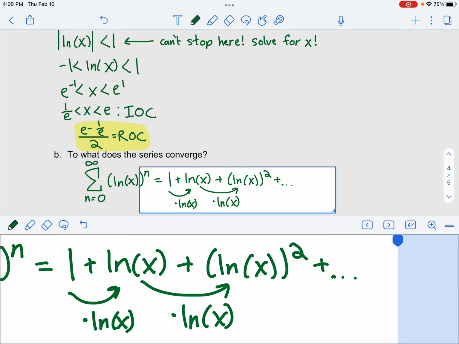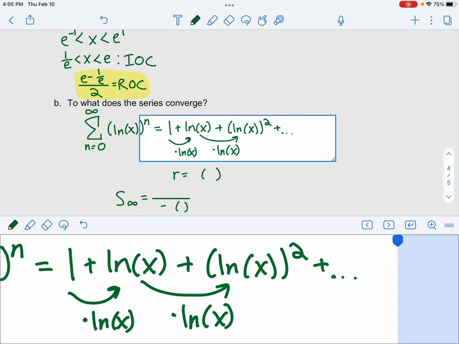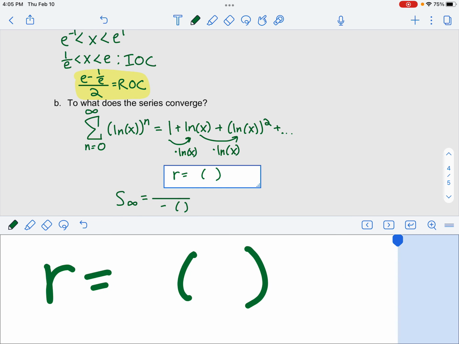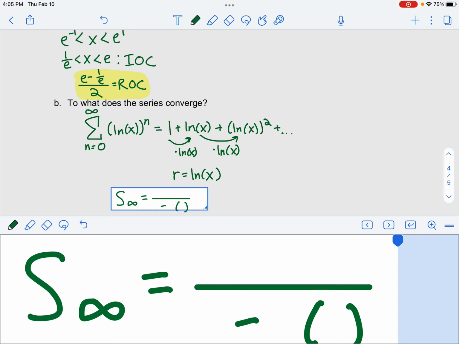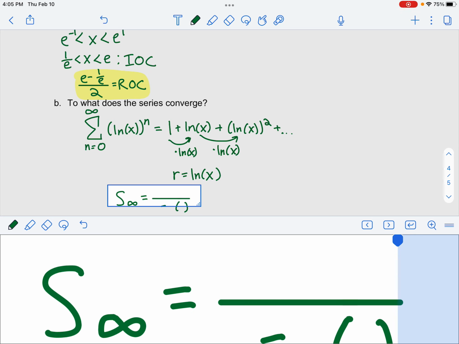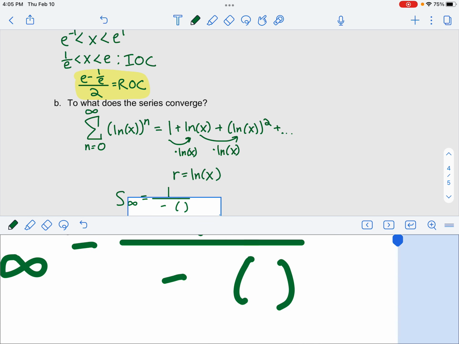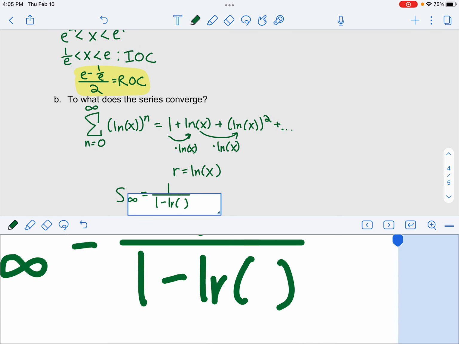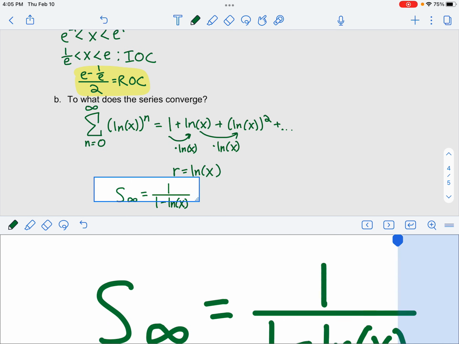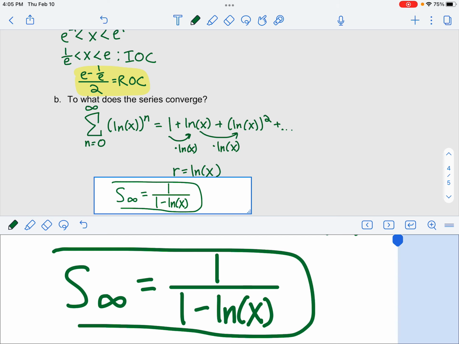And so we can go back to the first page and use our formula. We know that r is the natural log of x, and so the sum of an infinite geometric series, a sub 1 is 1, over 1 minus my r value, which is natural log of x. And that's our answer there.